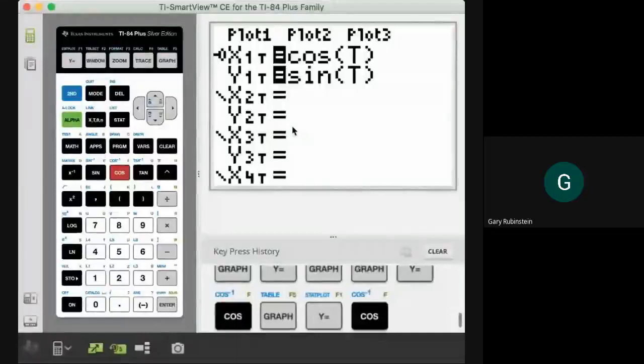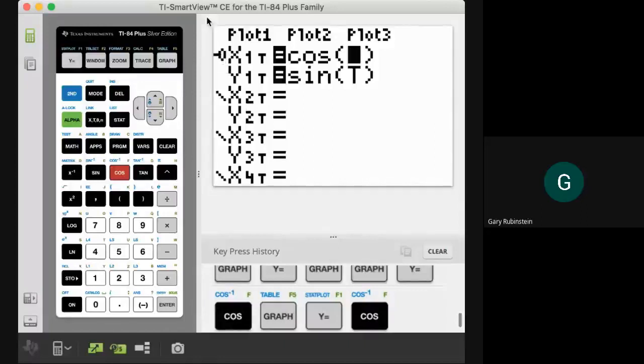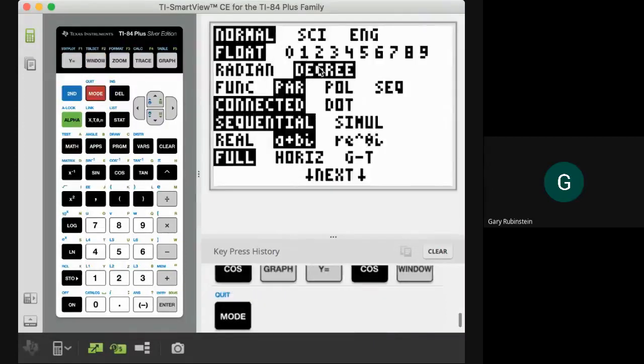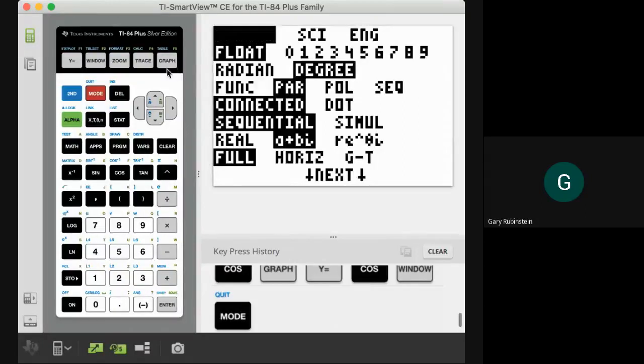Let's see. Okay, so here's the emulator. Here I have cosine t, sine t. Notice how over here I've got this lollipop thing. That makes it graph a little bit slower. Before I graph it, there are a few more things I have happening. I am in degree mode. You could be in radian mode if you wanted, but I happen to be in degree mode.